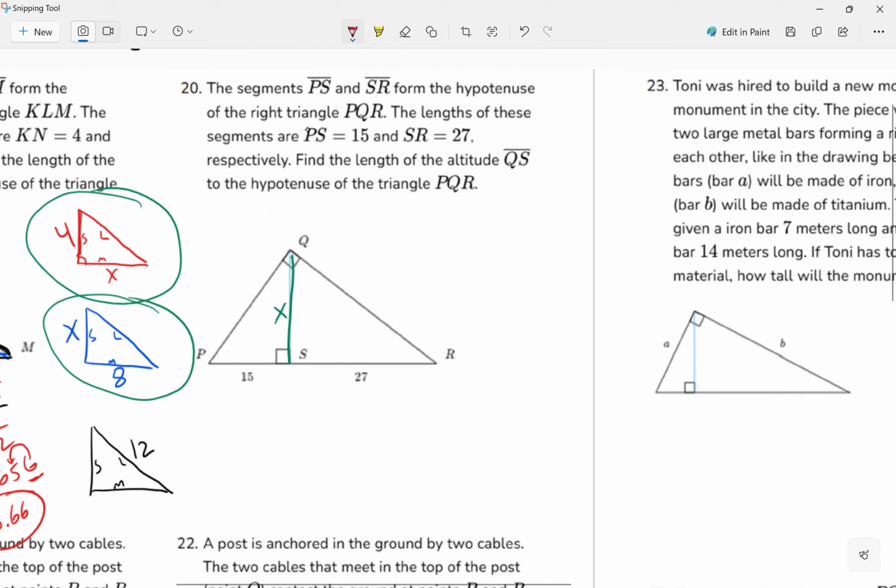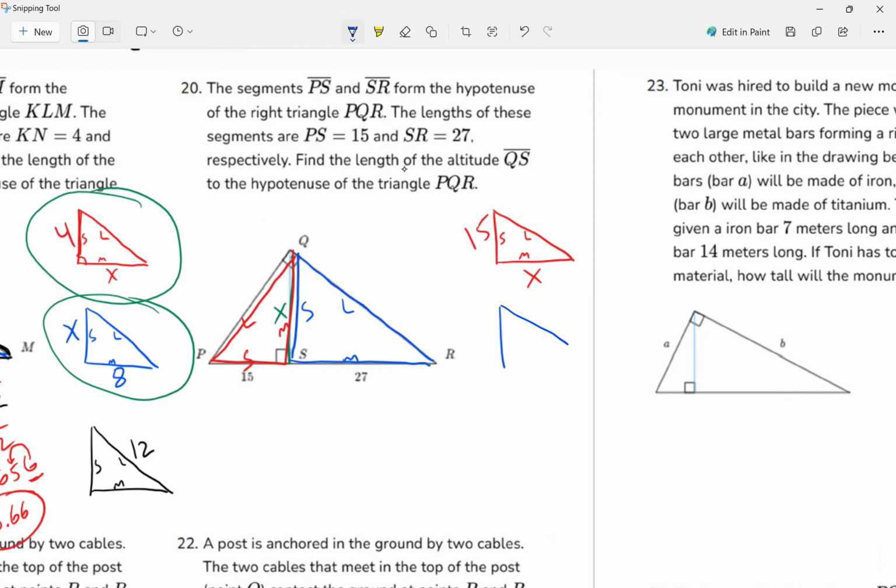Find the length of the altitude QS, so the hypotenuse of the triangle PQR. Okay, so when I look at my red triangle, remember my red triangles here. Here's the small side, medium side, and the large side. So this is the small, medium, and large. I see that the small side is 15, the medium side is X, and I don't know anything about the large side. Okay. From my blue triangle, here's the small side, medium side, and large side. The small side is X, the medium side is 27, and I don't know anything about the large side.